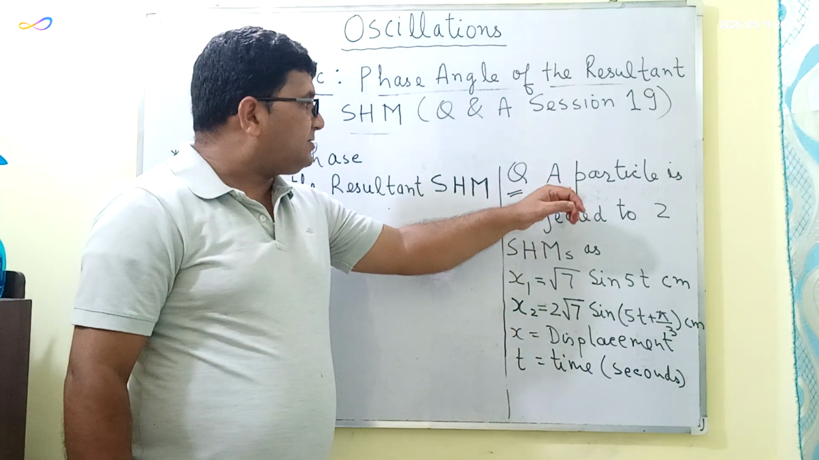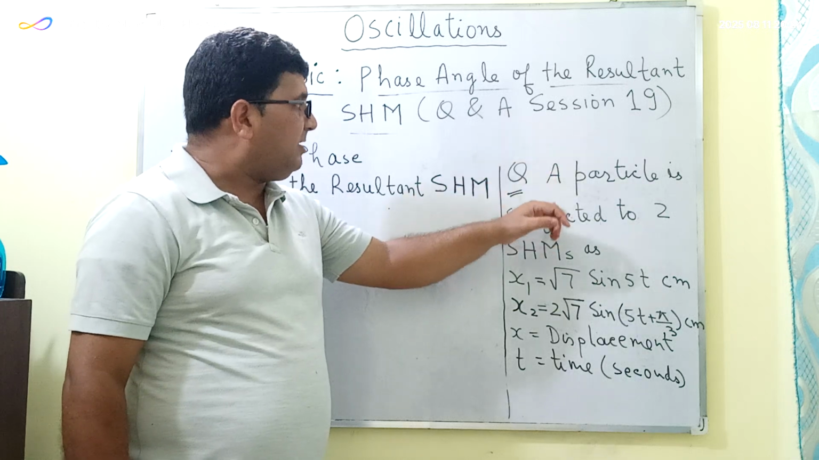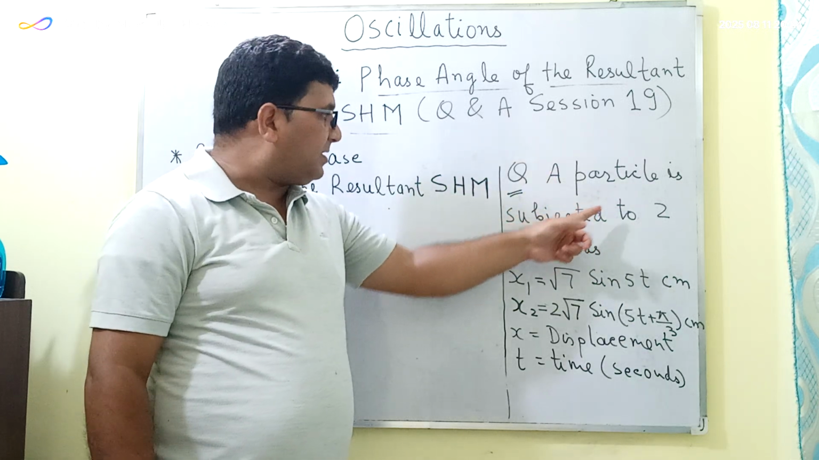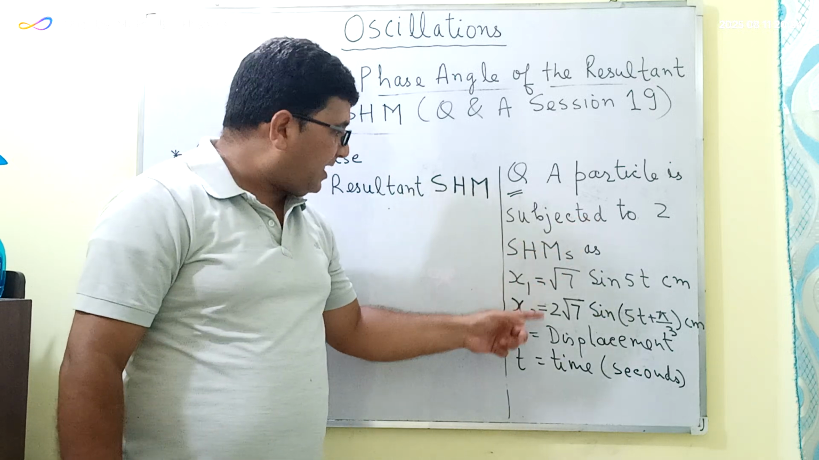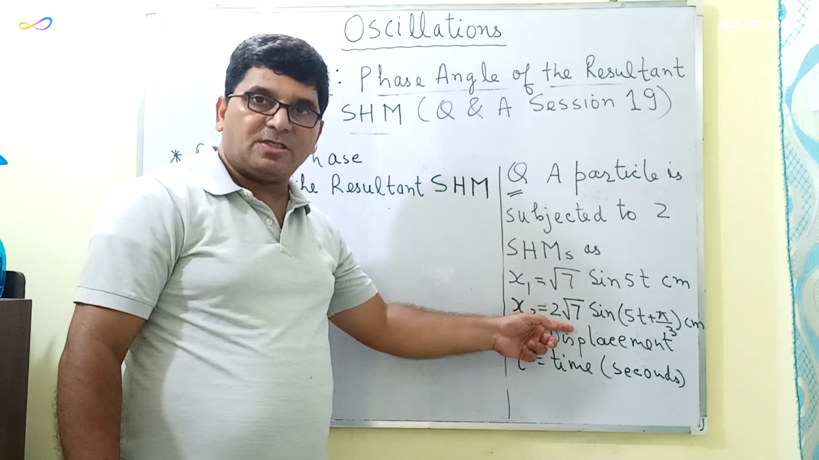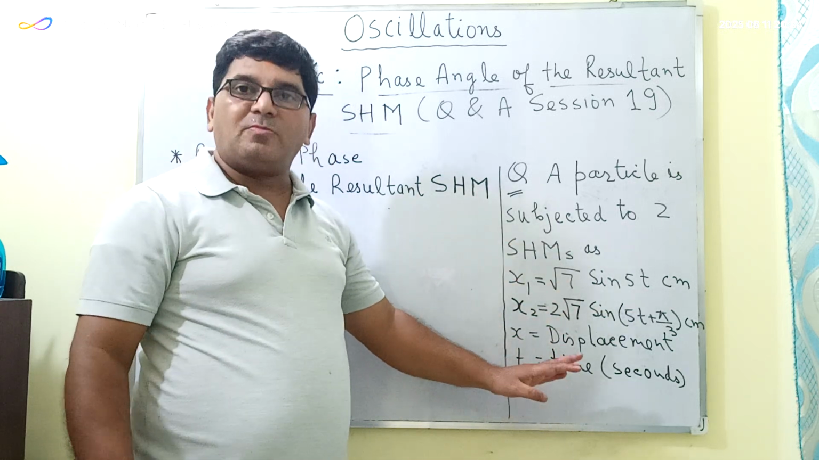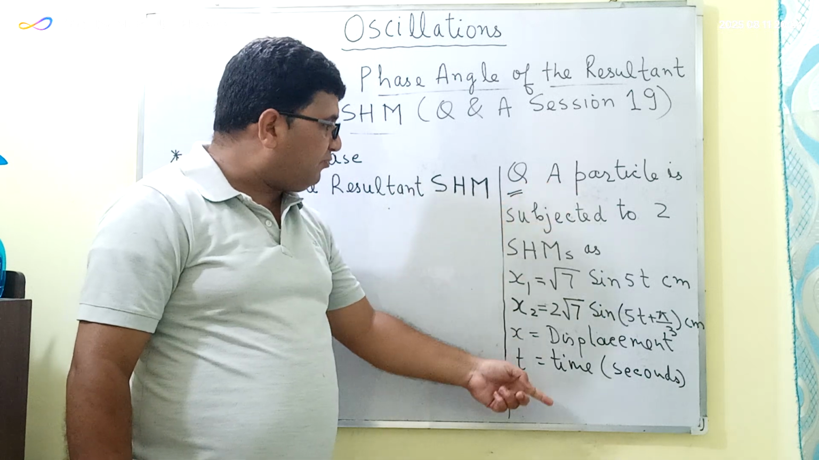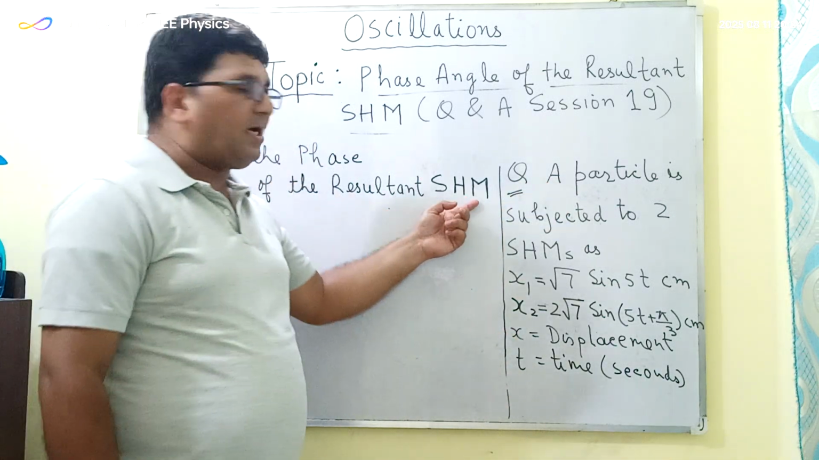The only thing was that in the previous session, session number 18, we calculated the maximum acceleration of a particle which is subjected to two simple harmonic motions as given by these two equations. Now in this session, the question is the same. The only thing is that in this session, we will be finding the phase angle of the resultant simple harmonic motion.